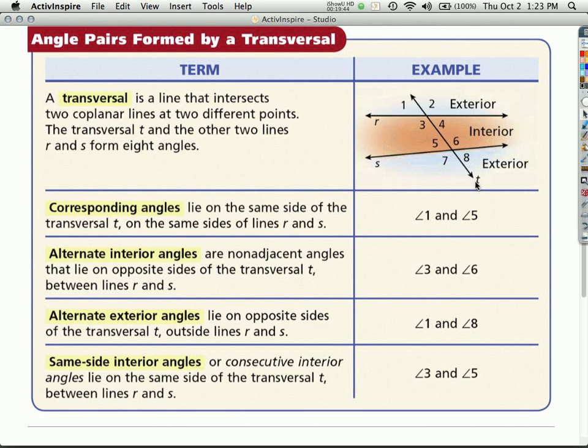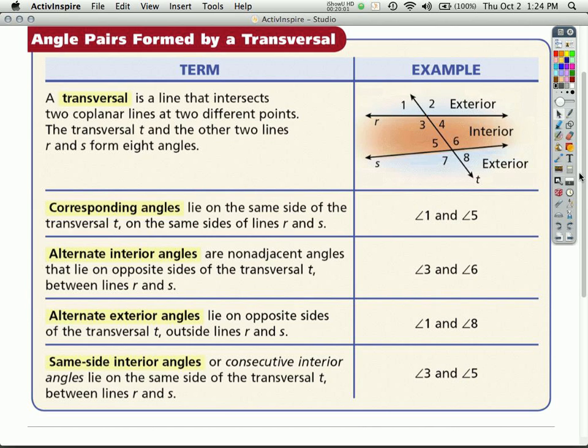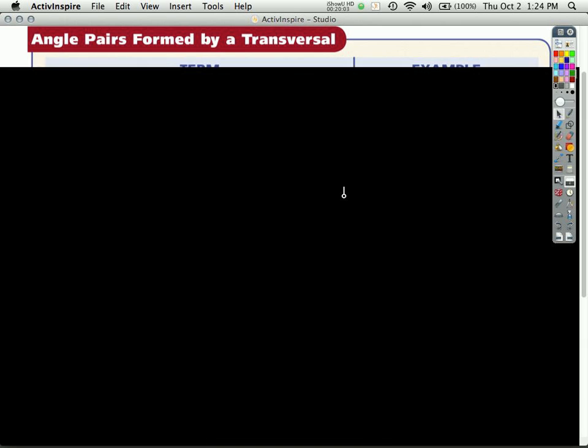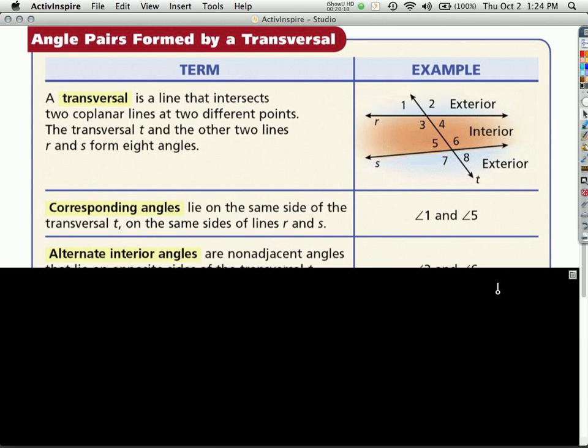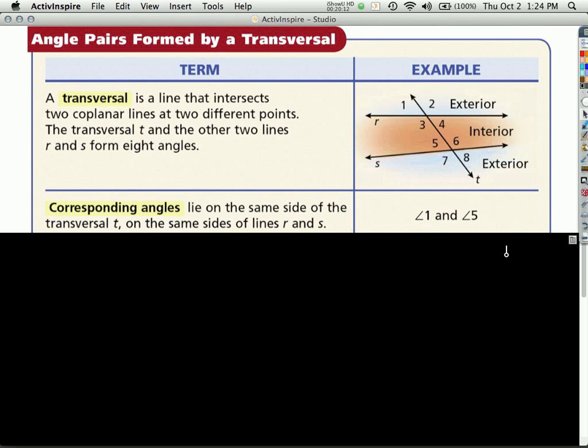When you cut across them with this transversal, 8 angles are created. They're numbered 1, 2, 3, 4, 5, 6, 7, 8. There are different relationships with the different angles. Does anyone have any questions so far? So that's transversal. Any questions? All right. So from there, we have something called corresponding angles.